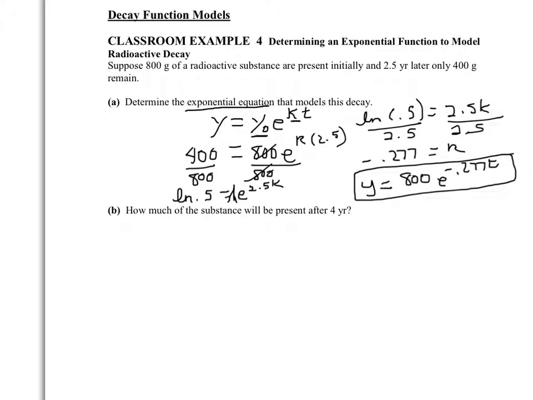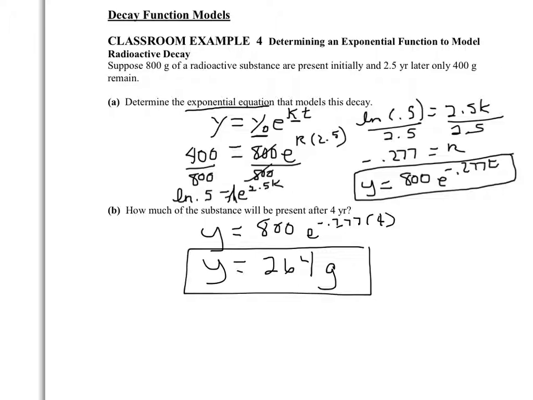Now, if I've got the equation, I can figure out how much of the substance would be there after 4 years if I simply plug 4 in for t. So I would have y equals 800 e raised to the negative 0.277 times 4 power. And if I were to put all of that in my calculator and clean it up, I would come up with 264.175, and I'll round to the nearest whole number, 264 grams. And that is it.